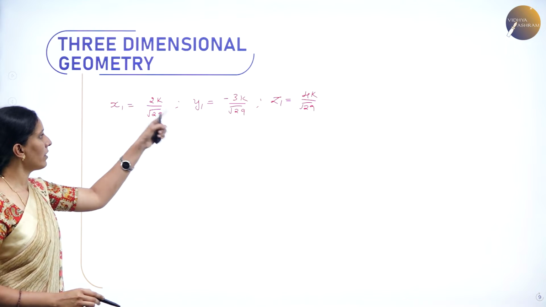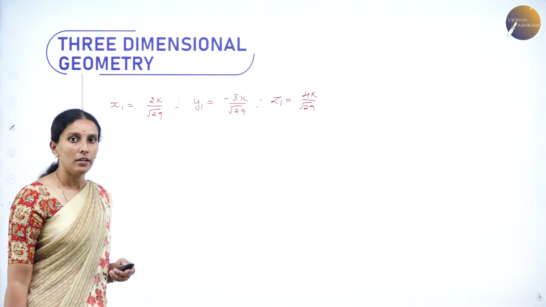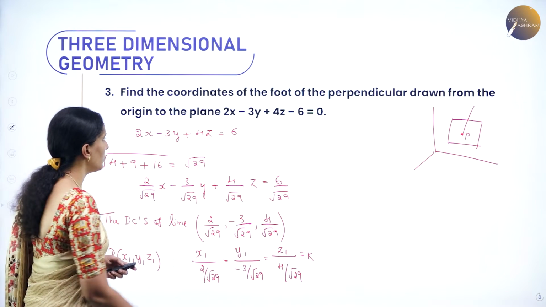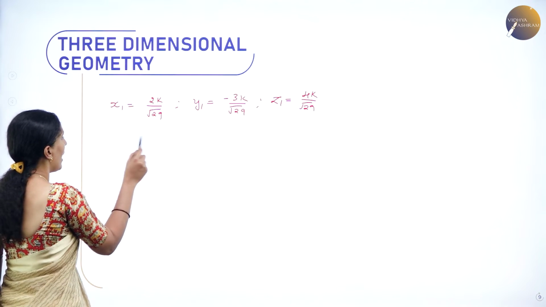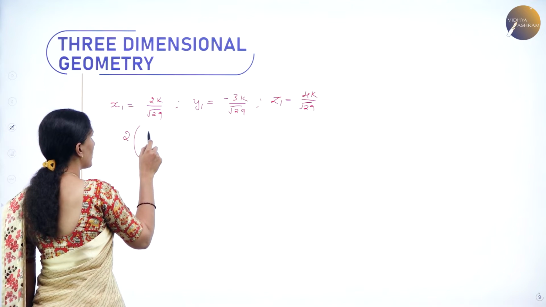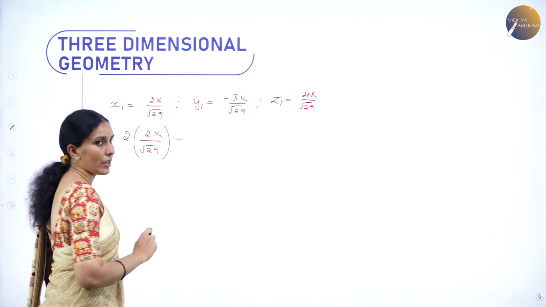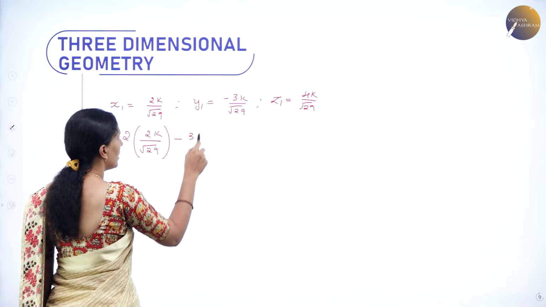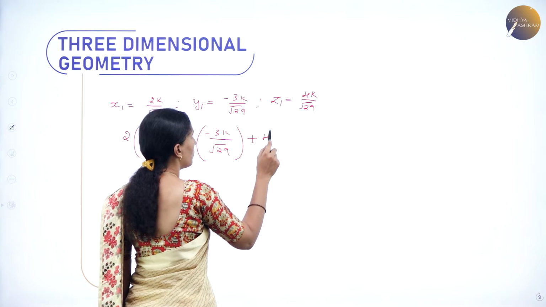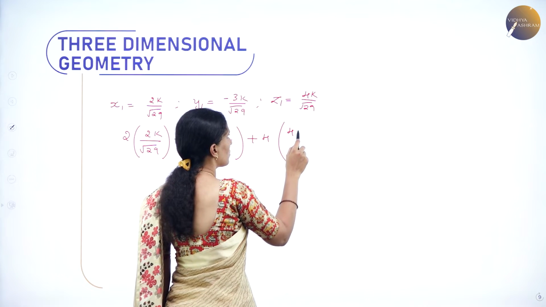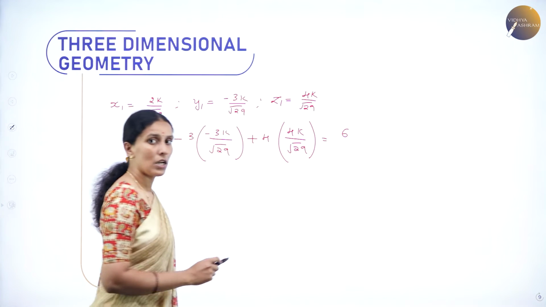Now substituting the x1, y1, z1 values in the given equation. Let me take this as equation 1, and let us substitute x1, y1, z1 in 2x minus 3y plus 4z is equal to 6. In the place of x, we substitute x1, so we get 2k divided by root 29. Next we have minus 3y, so minus 3k divided by root 29, plus 4z1, which is 4k divided by root 29, is equal to 6. So this is the equation we have.